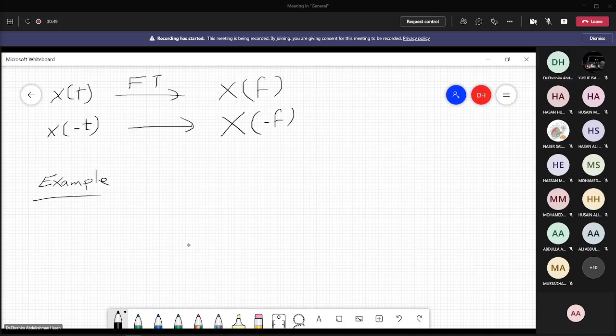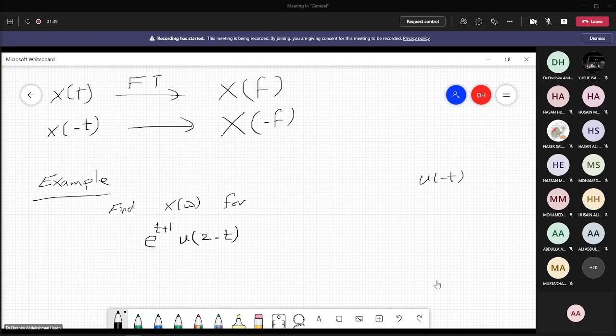Example. Find x of omega or X of f for e to the power of t plus 1 u of 2 minus t. If you look at the table, regardless of the 2, in general we have u of minus t.